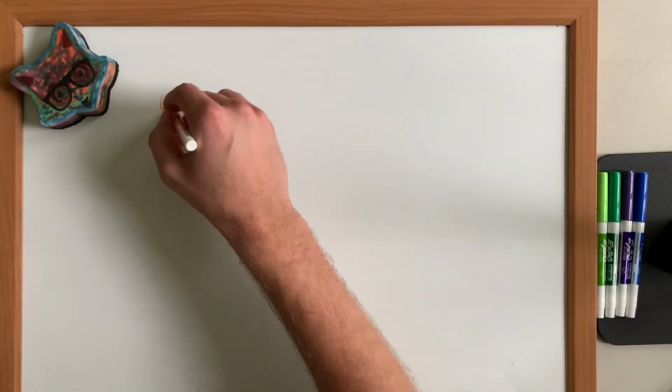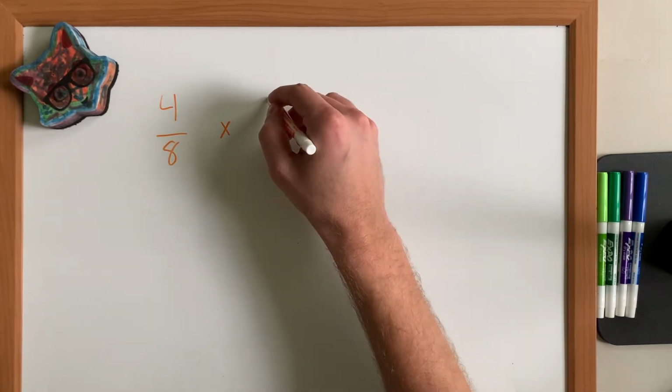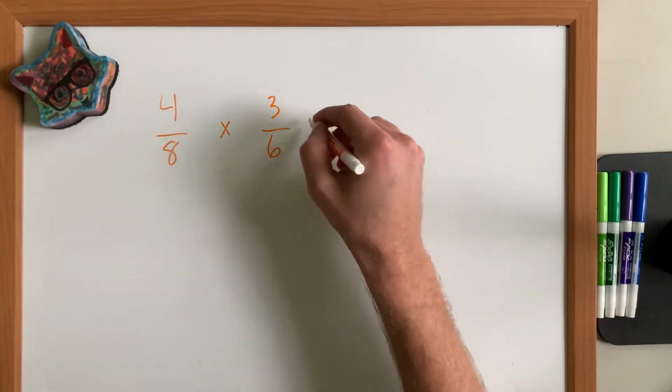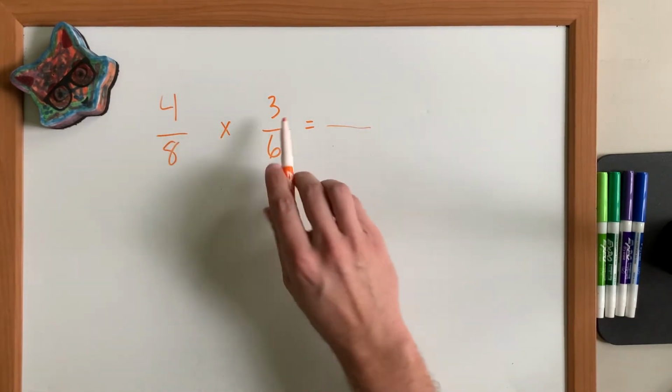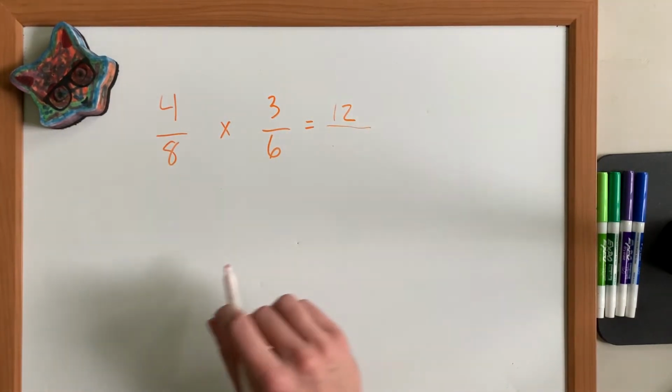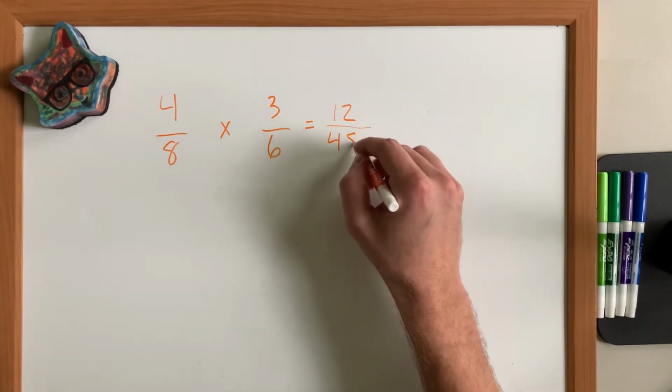Let's begin today's lesson with a very quick review on multiplying fractions. If I multiply 4 over 8 times 3 over 6, I multiply straight across the top. 4 times 3 is 12. And I multiply straight across the bottom. 8 times 6 is 48.